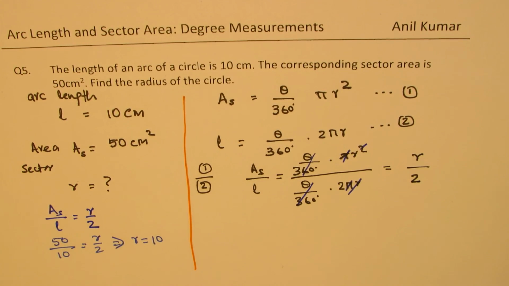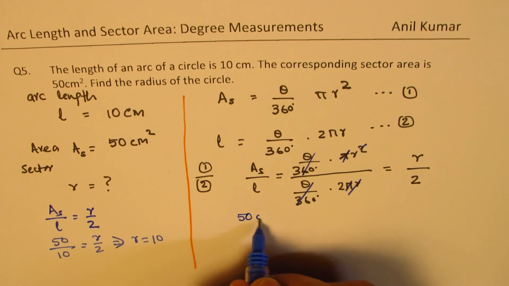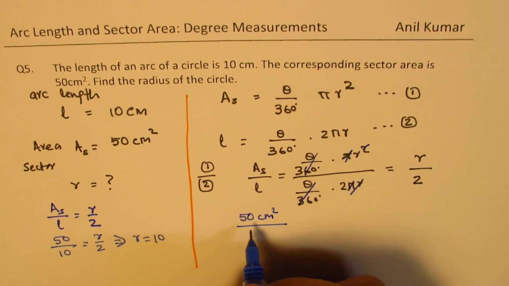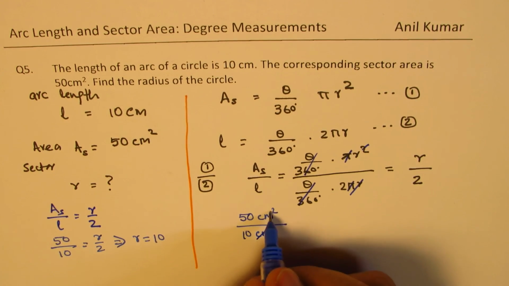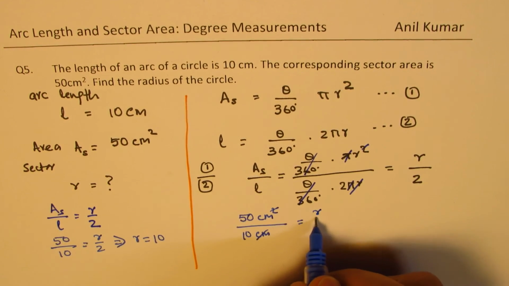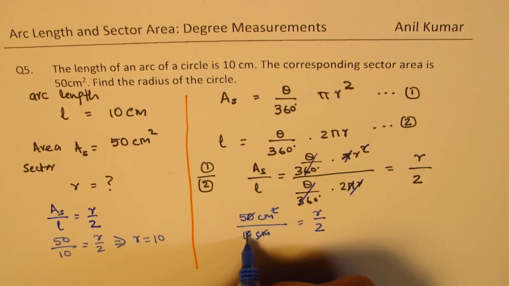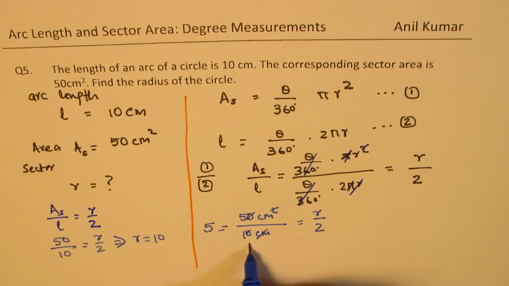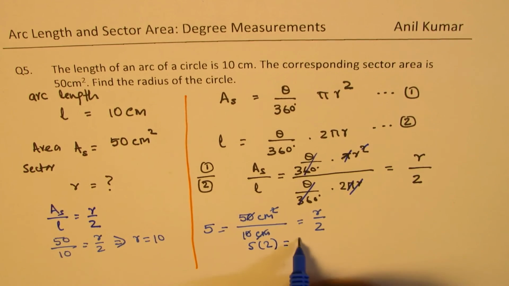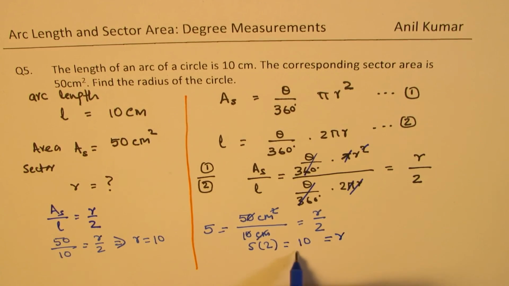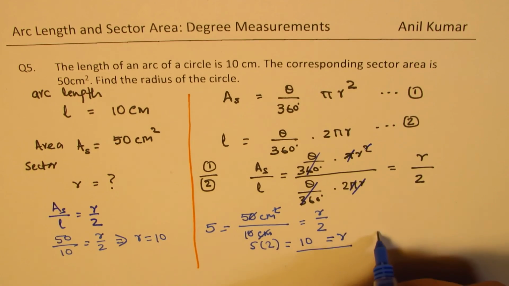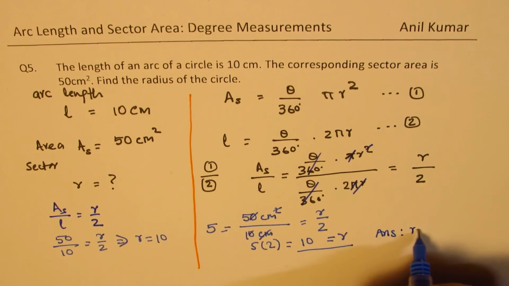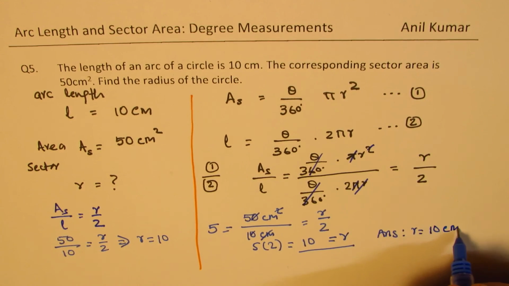Now I'll substitute the values just as we did earlier, right? Area is given to us as 50. Length is given to us as 10 centimeters. And radius is what we need to find. So which is just 5. So r over 2 is 5, and that means 5 times 2, which is equal to 10, is the value of r. So we get our answer, r equals 10 centimeters.